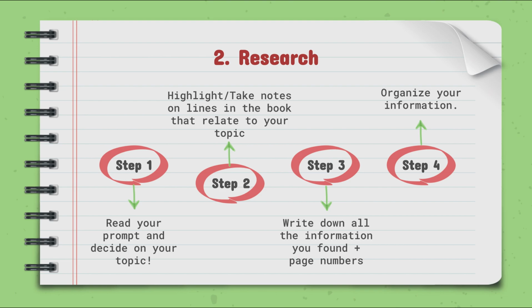So if you're reading in class, just take a pen, circle, star, wherever, when there's a new character, when something important happens in the plot, when they change settings, or just other things your teacher is probably going to tell you to look at. Step 3, write all your information that you found plus your page numbers. And 4 is organize your information in an outline. That makes it way easier to write your essay when you have all your thoughts organized.